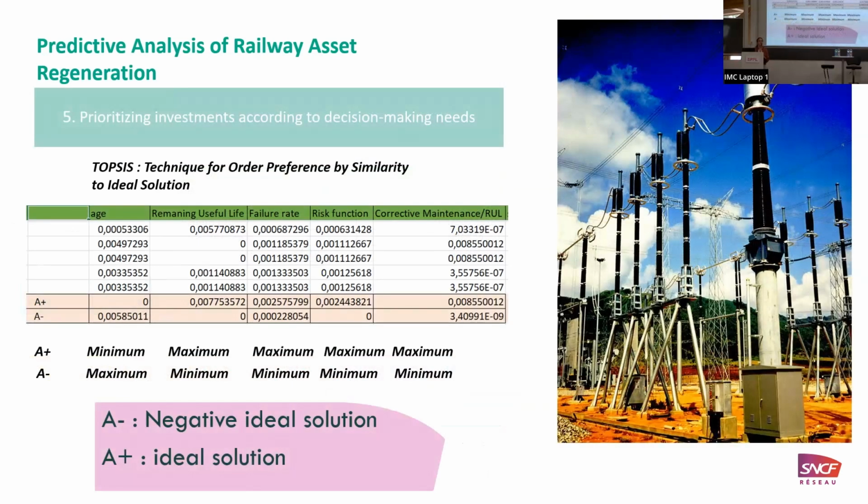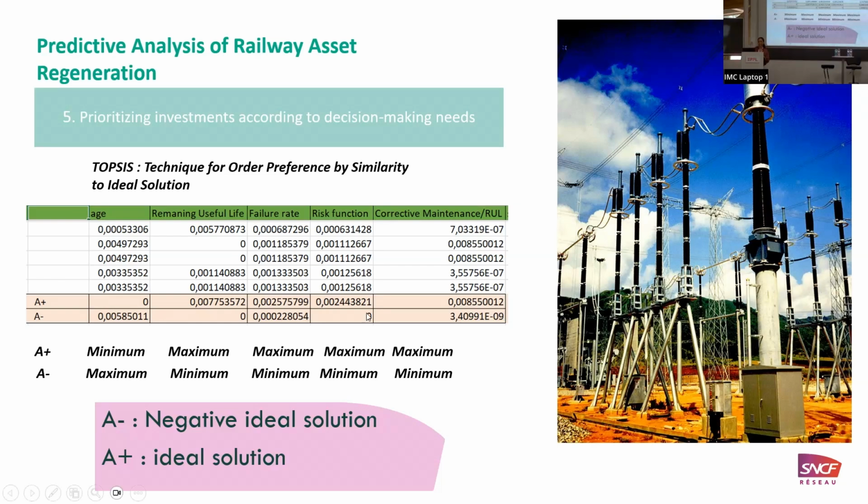So the last method to apply is the TOPSIS method. It's a technique for order of preference by similarity to ideal solution. This method calculates two solutions, the ideal and negative ideal solution. So the ideal solution is the best possible value for each criterion, the optimal scenario. And inversely, the negative ideal has the worst scenario.